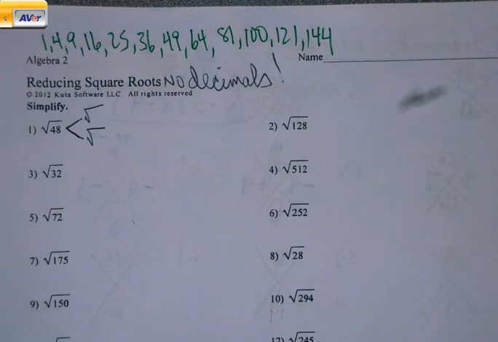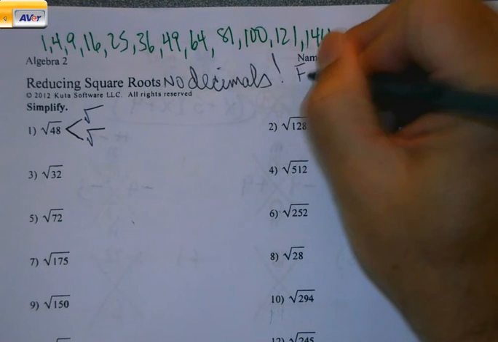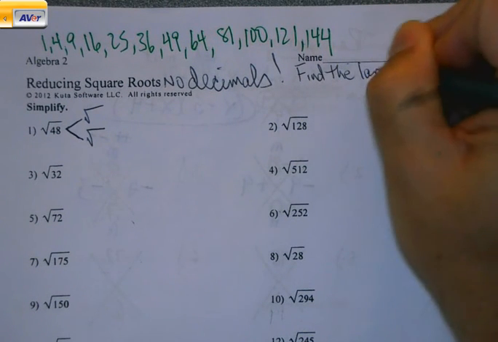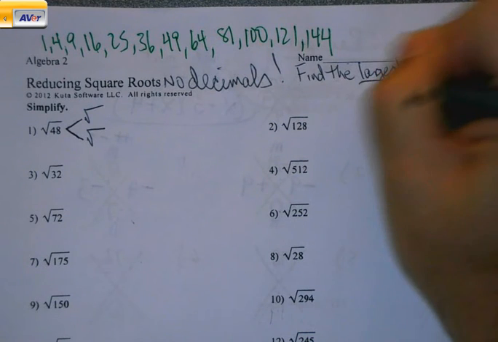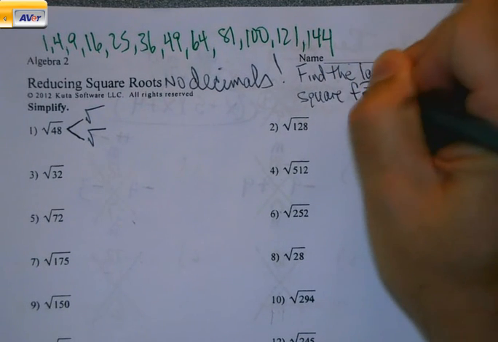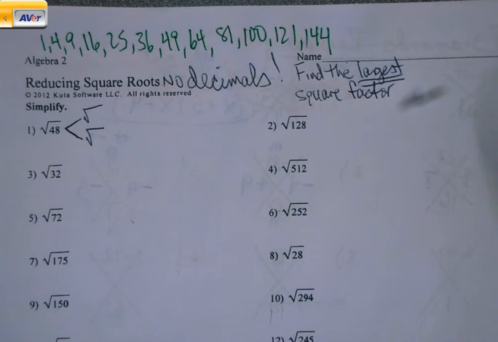Here's the other part. We need to find the largest square factor. It's not just good enough to say, ooh, I found a perfect square that's a factor. Oh no, we're going to take it a step further. We got to find the biggest one. And number 1 is a perfect example of that.